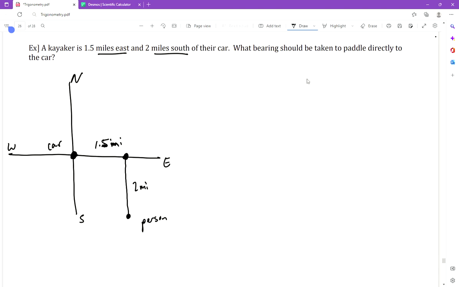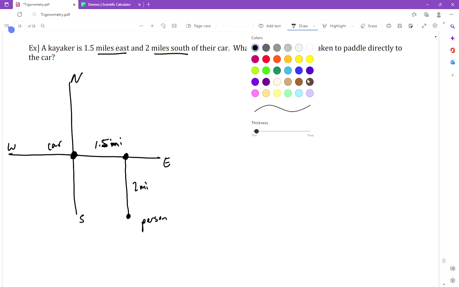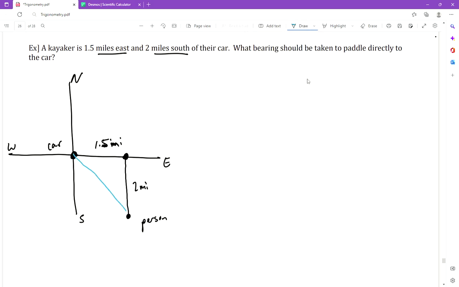Okay, so what it wants is, it says, what bearing should be taken to paddle directly to the car? So we're assuming that the car's right on the edge of a lake or ocean. Miles, that's a lot of paddling. So what we need to do is find this angle right here.